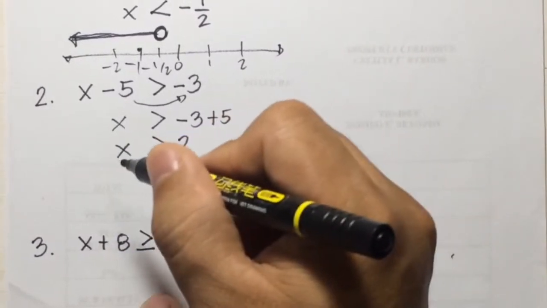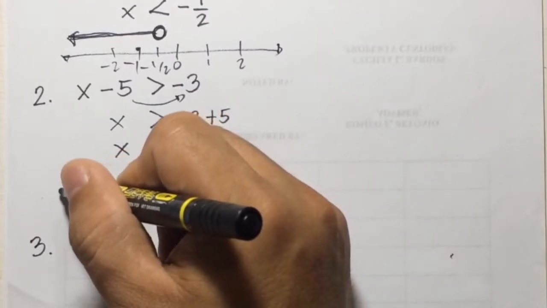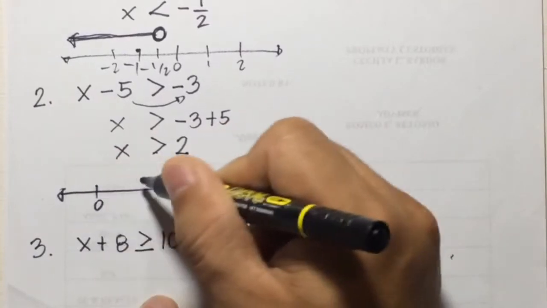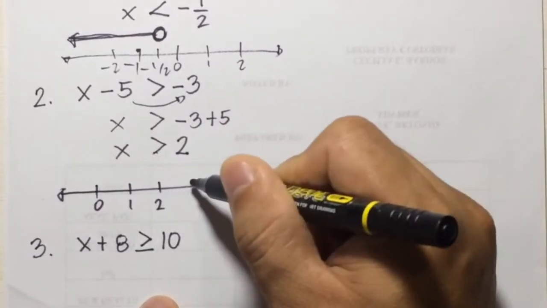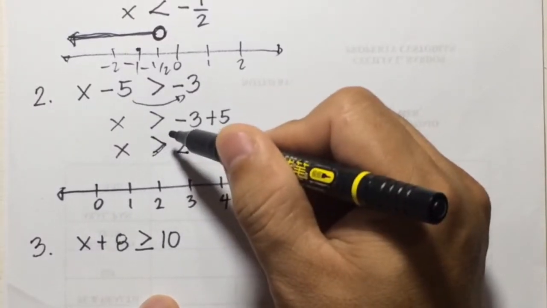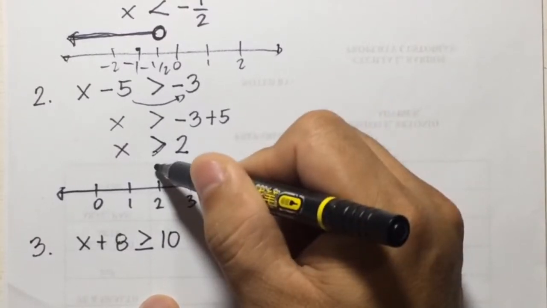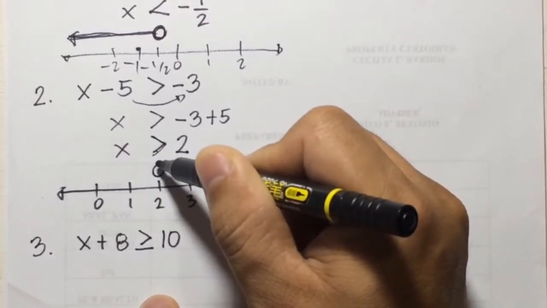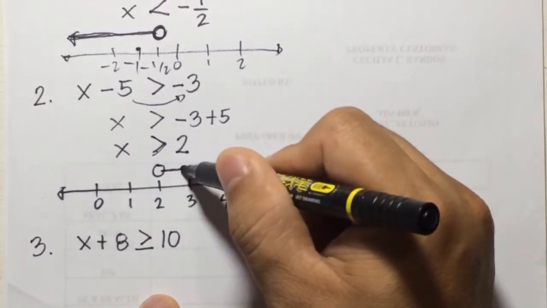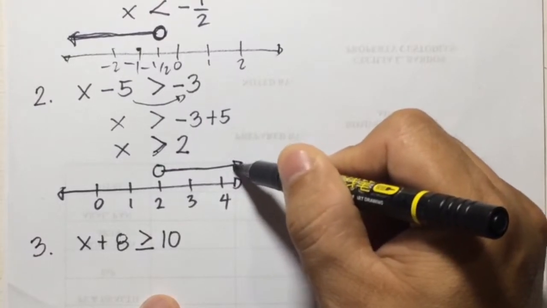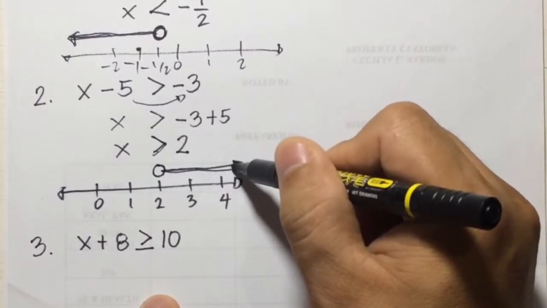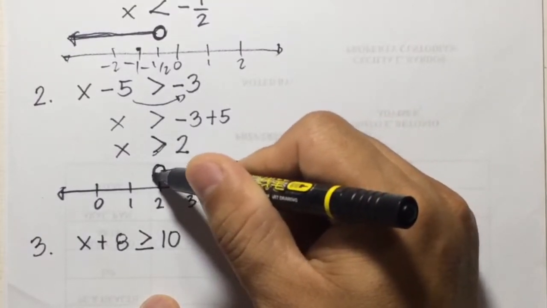So if we're going to write our answer in a graph, you're going to have here 0, and 1, 2, 3, 4. Since this is greater than, we're going to start here with 2. But again, this is hollow. It's not shaded. It means that 2 is not part of the solution. And we're going to have it towards the right of the number line. So this means that all of the numbers here are solutions except for 2.